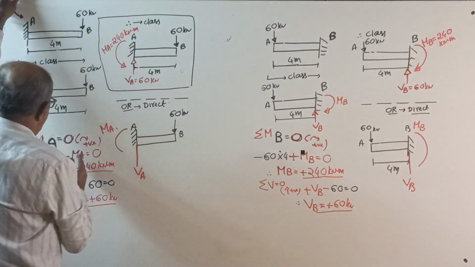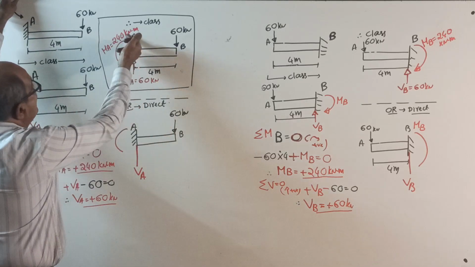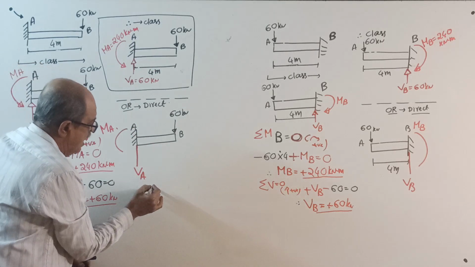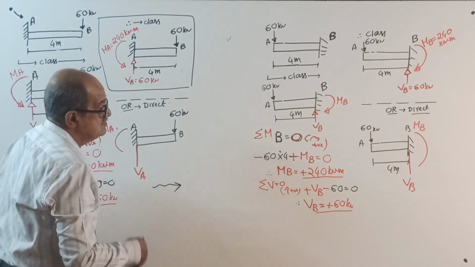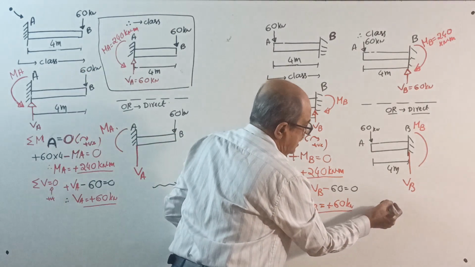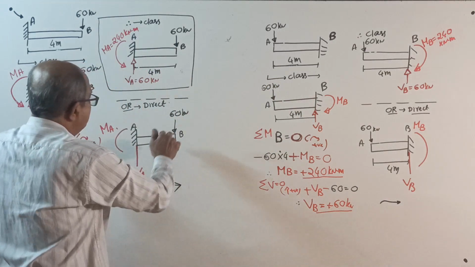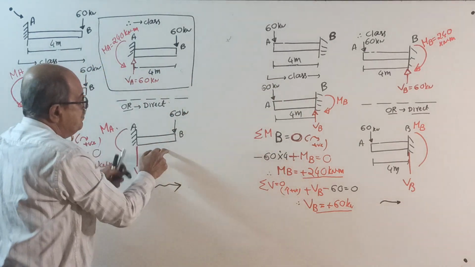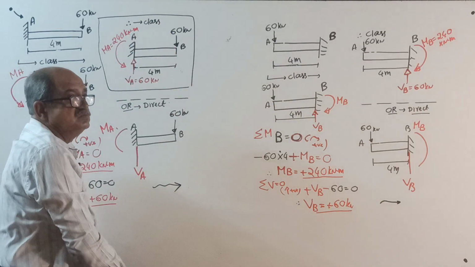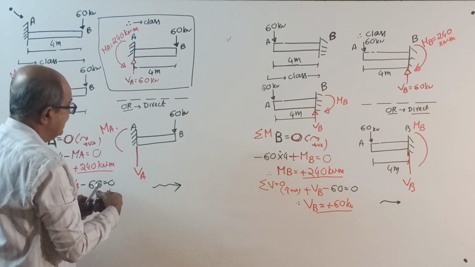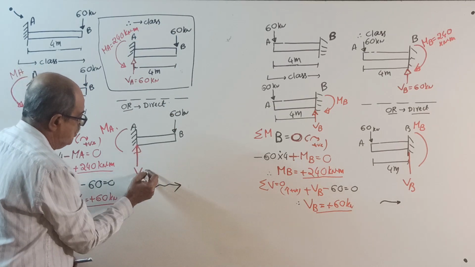Okay. VA up 60, MA 240 over, or direct. In the direct method, whatever I tell, you have to write. Whatever I dictate, you have to write. In direct, nothing like this. Put the original beam. Load down, action, reaction up. Over. How many times I told this, I don't know.